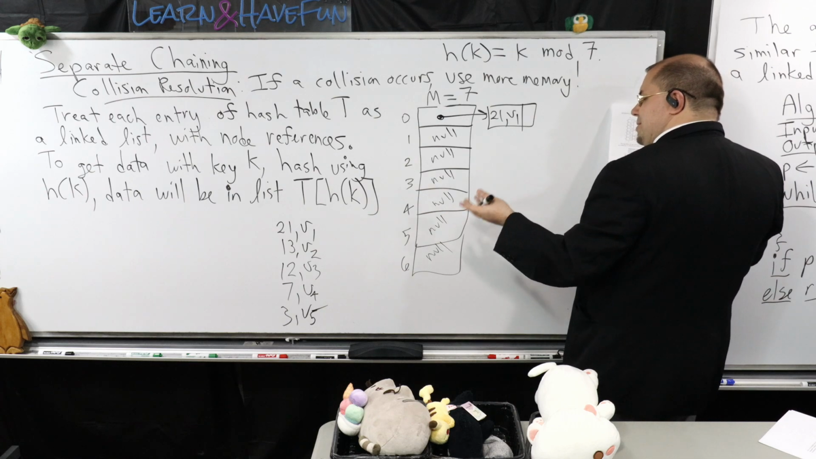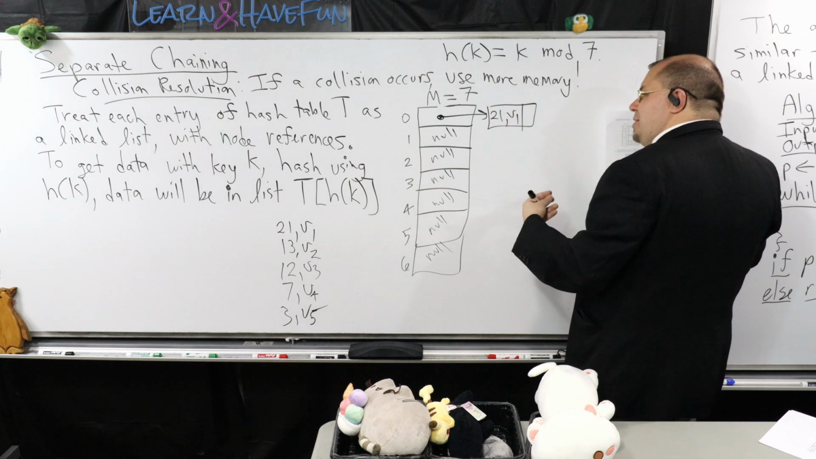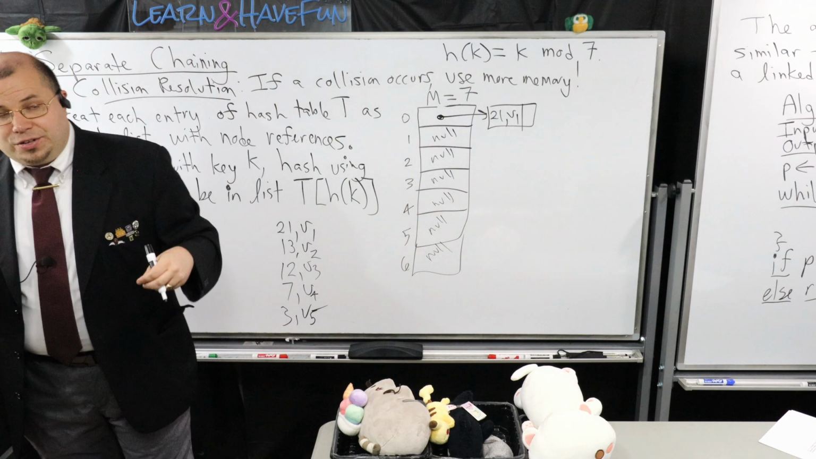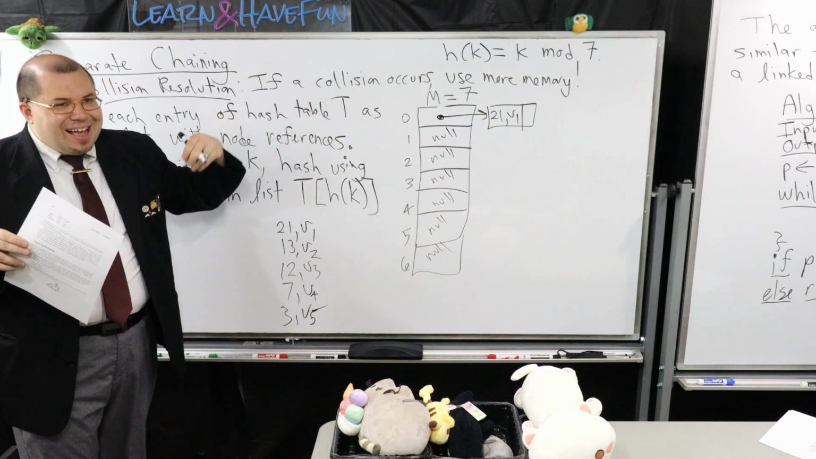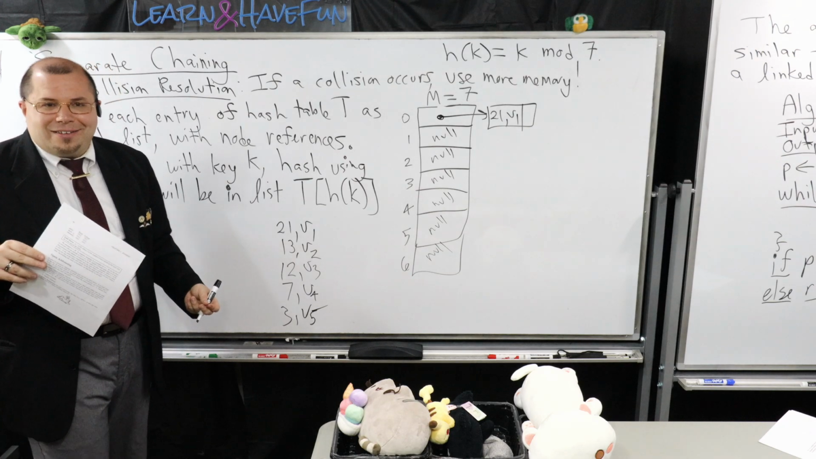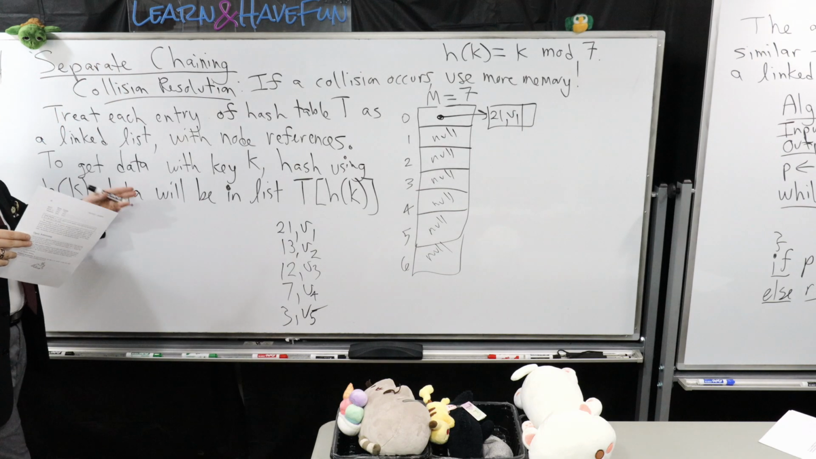And that's how I would insert this in. But you'll notice that whenever I have a collision occur, I'm going to have to, of course, make sure I go through the linked list to make sure I don't have a duplicate there. Does everybody see that? So let's do another one.